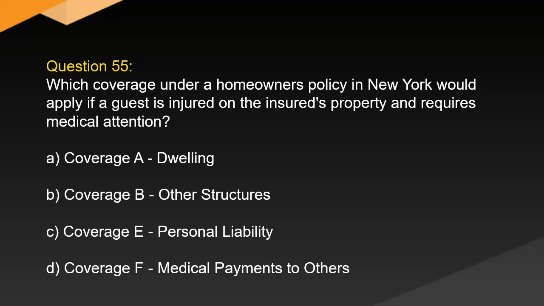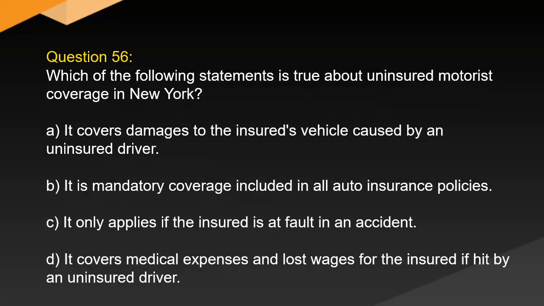A. Coverage A, Dwelling. B. Coverage B, Other structures. C. Coverage E, Personal liability. D. Coverage F, Medical payments to others. Question 56. Which of the following statements is true about uninsured motorist coverage in New York? A. It covers damages to the insured's vehicle caused by an uninsured driver. B. It is mandatory coverage included in all auto insurance policies. C. It only applies if the insured is at fault in an accident. D. It covers medical expenses and lost wages for the insured if hit by an uninsured driver.